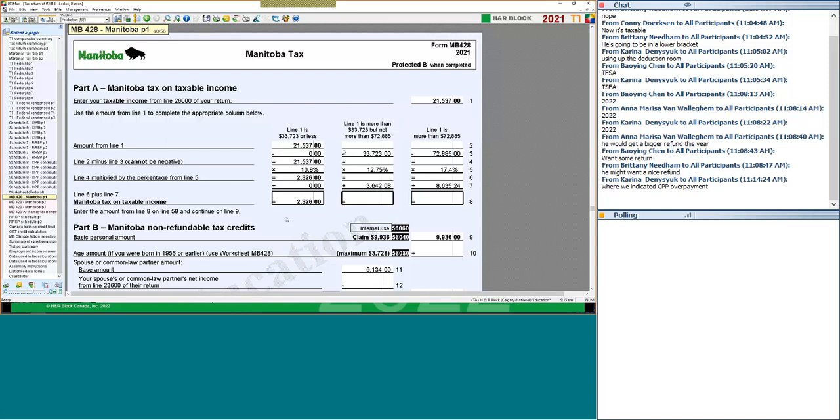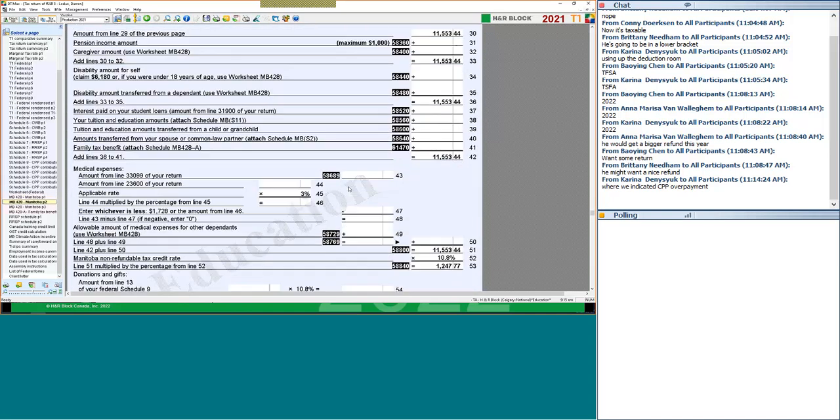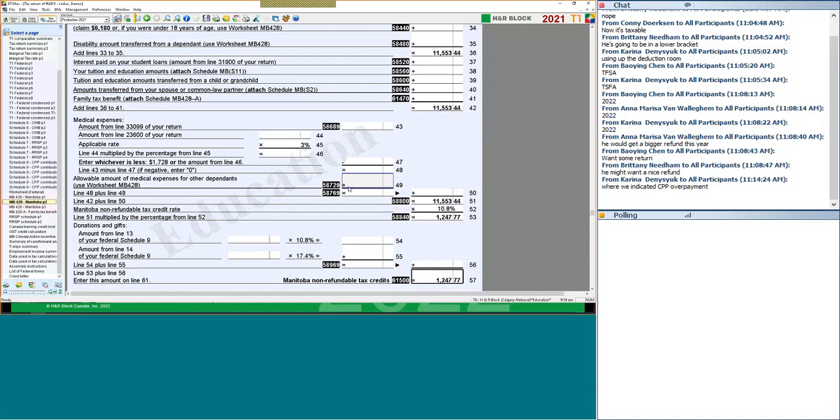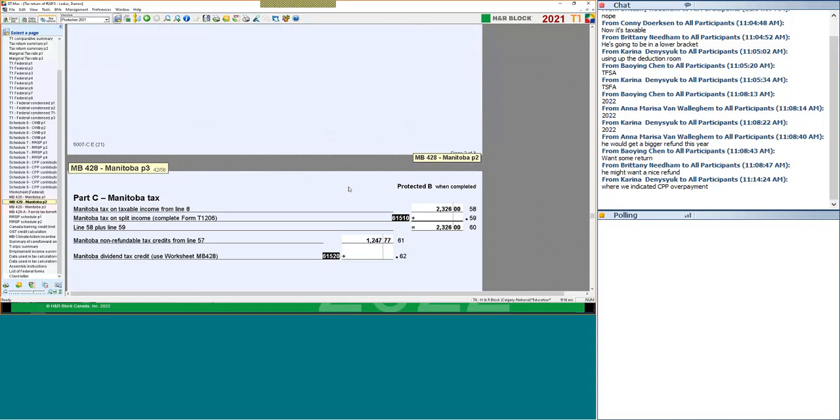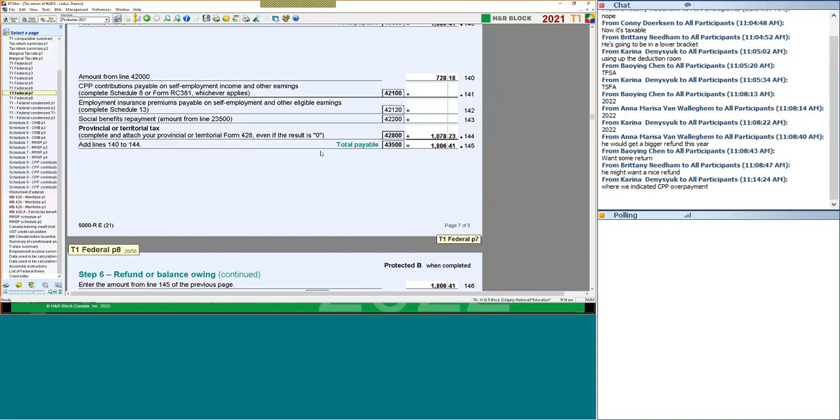All right, so he's in the lowest tax bracket in Manitoba. He gets the personal credit in Manitoba. He gets CPP and EI, and that's it. So total Manitoba credits, $1,247.77. Take that off of his Manitoba tax owing, and you're going to see that even with a very low taxable income and the RSP deduction, he's paying $1,078.23 in Manitoba tax. I'm going to take that number, put it at the end of the return.